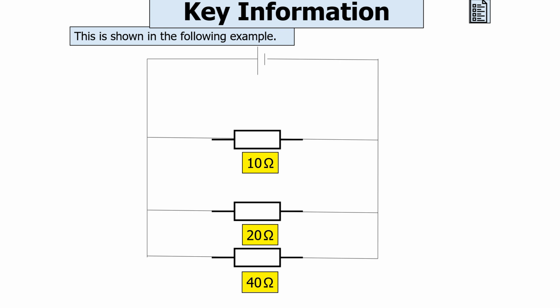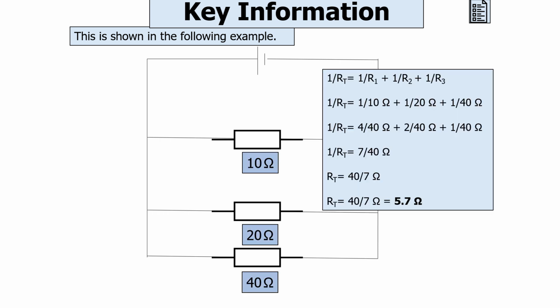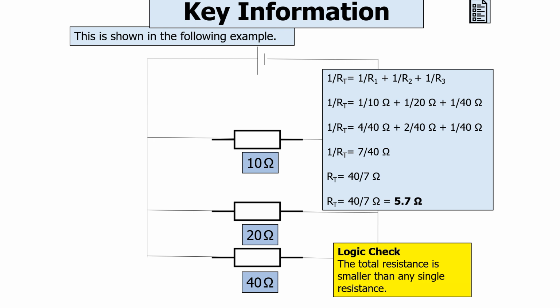In the following example, we've got 10, 20 and 40 ohm resistors in parallel with each other. So 1 over R total is equal to 1 over R1 plus 1 over R2 plus 1 over R3. So it's 1 over 10 plus 1 over 20 plus 1 over 40. That's 4 over 40 plus 2 over 40 plus 1 over 40, so that's 7 over 40. That becomes 40 over 7, so it's 5.7 ohms. And as a logic check, the total resistance is smaller than any single resistance.